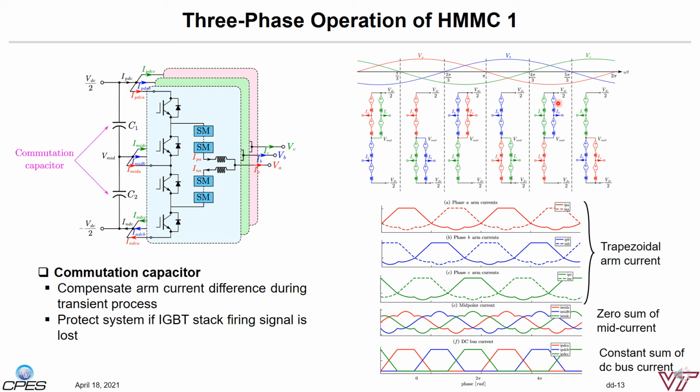The entire three-phase operation of the HMMC is shown in the top right corner. Based on the switching state of the high voltage switches, the chain link arms are either connected across the positive DC bus and the neutral point, or across the neutral point and the negative DC bus. At any moment, the DC bus is fully supported by 4 arms.